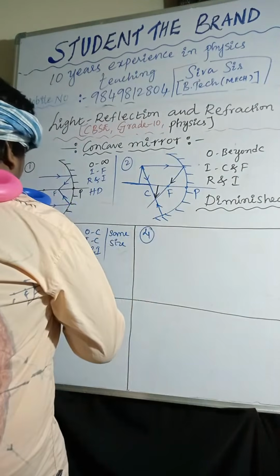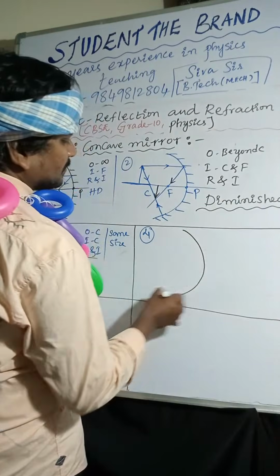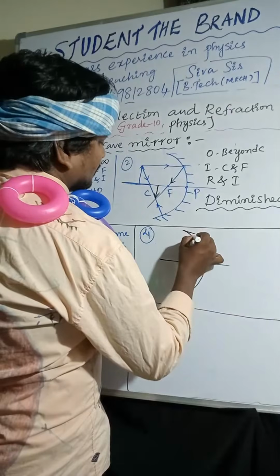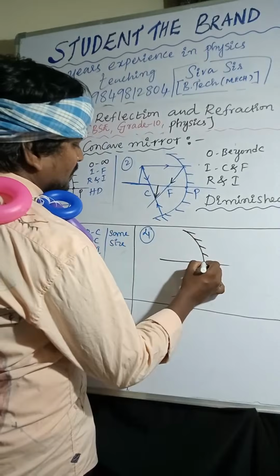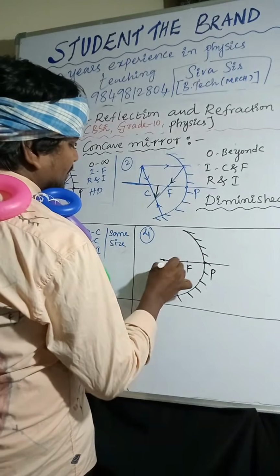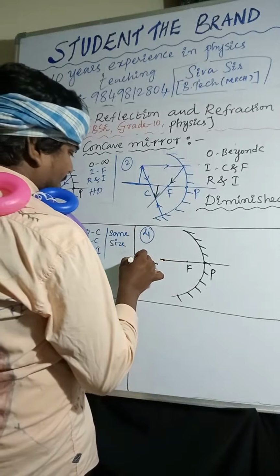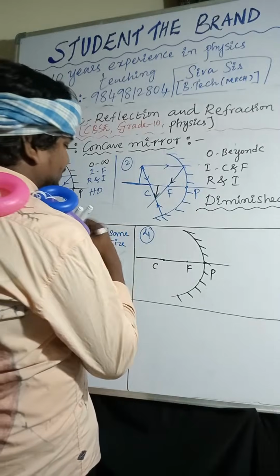Coming to fourth one. Object is placed between C and F. So pole, focus, center of curvature. Object is placed between C and F.